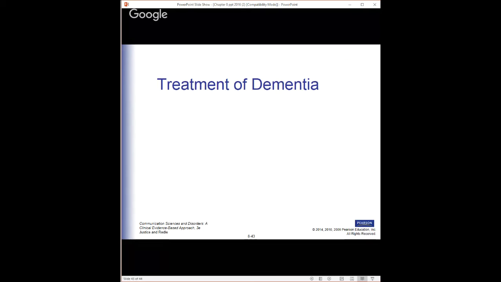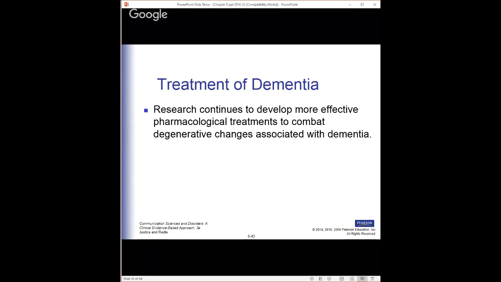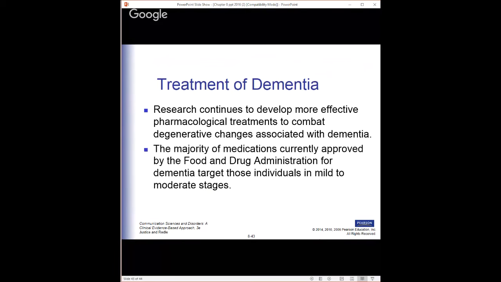Then after dementia is identified and diagnosed, treatment of dementia can start. Research continues to develop more effective pharmacological treatments to combat degenerative changes associated with dementia. You may have seen ads on television talking about how it will help to slow down the progressive nature of dementia. But most of these medications approved by the Food and Drug Administration are to target those with mild to moderate stages.